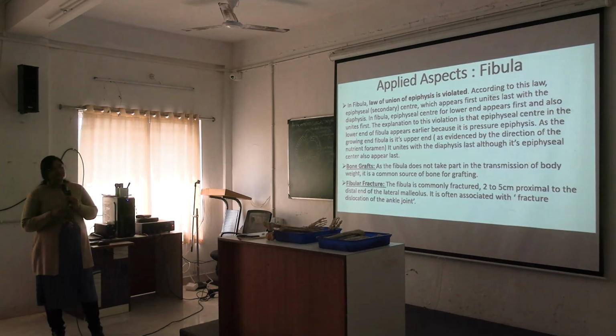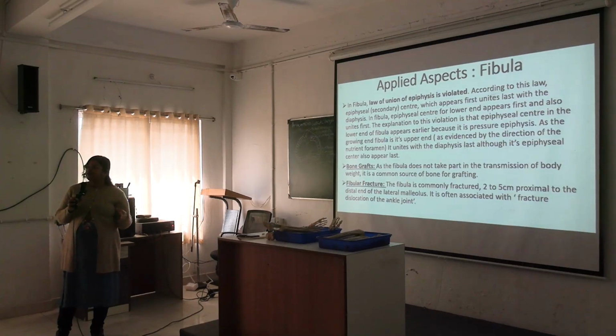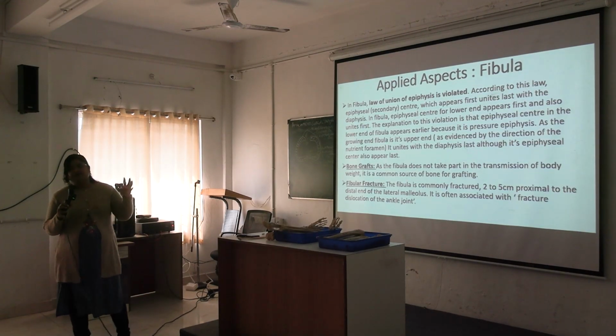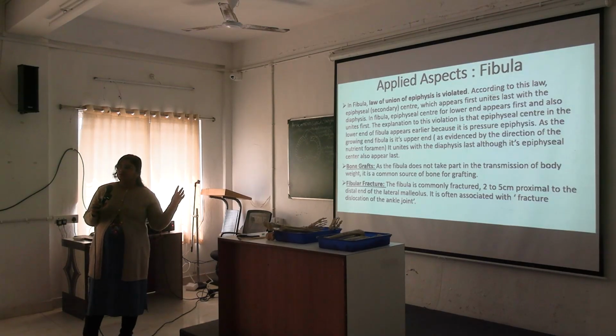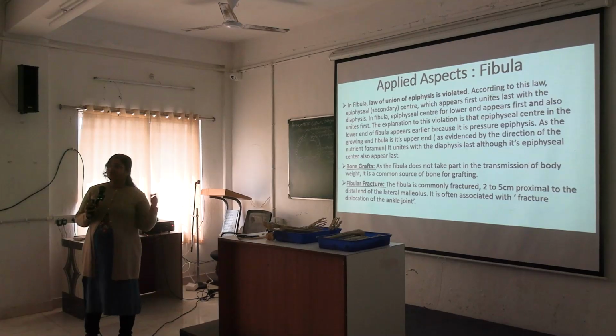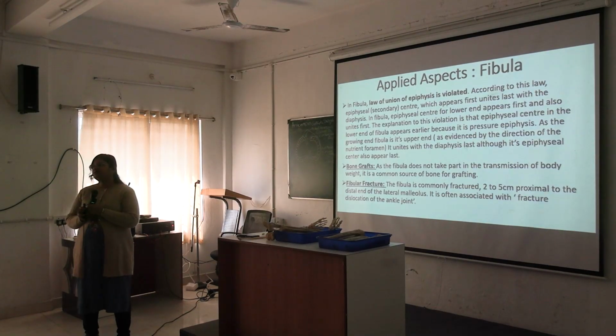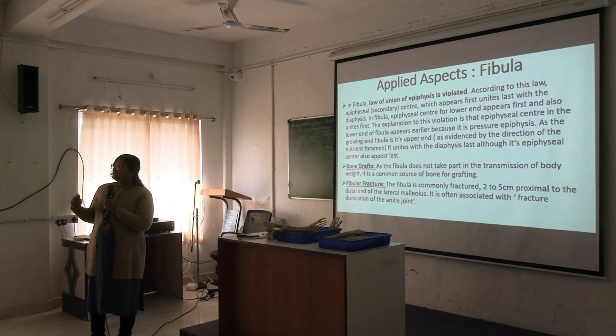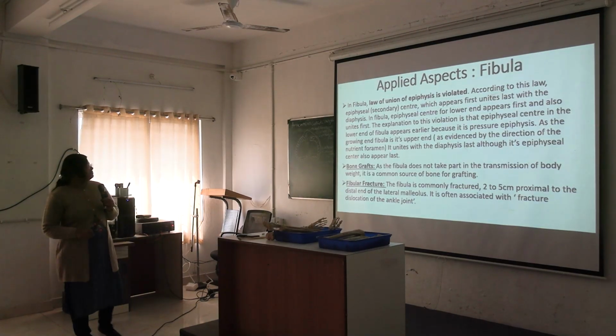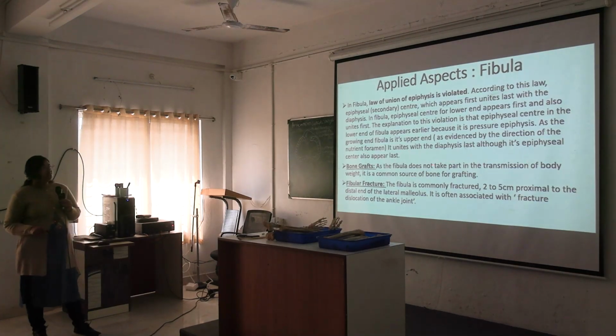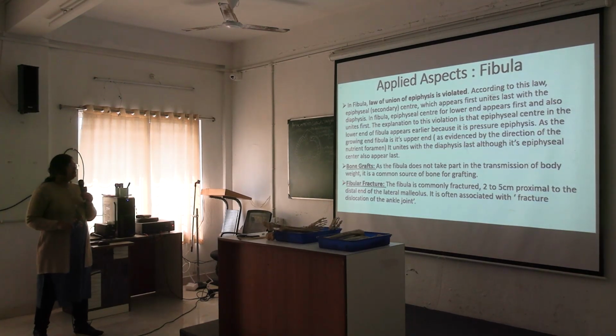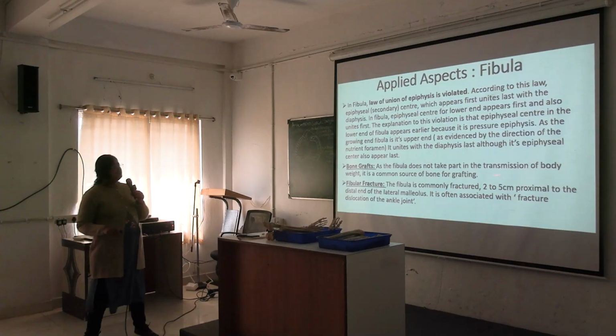Bone graft. The fibula is the most commonly used bone for bone graft. In case of any bone cancer, you have to remove some parts of the bone. Then you have to place some bone graft for regrowth of the bone. So why is the fibula used? Because it is most commonly accessible and it does not have much function. It does not carry the body weight much. So as the fibula does not take part in transmission of body weight, it is a common source of bone for bone grafting.